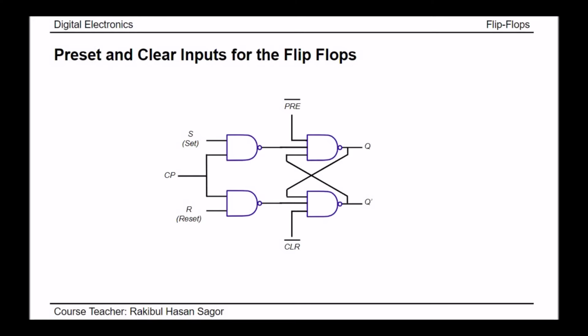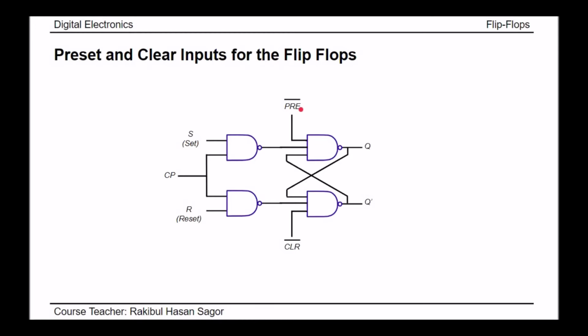What are the functions of these preset and clear inputs? As I told you earlier, the preset input and clear input do not depend on the clock pulse. Rather, whatever the clock pulse or S or R value, whenever preset is activated, the output will be set. When the clear is activated, the output will be cleared. That means reset. And these inputs are independent of the clock pulse.